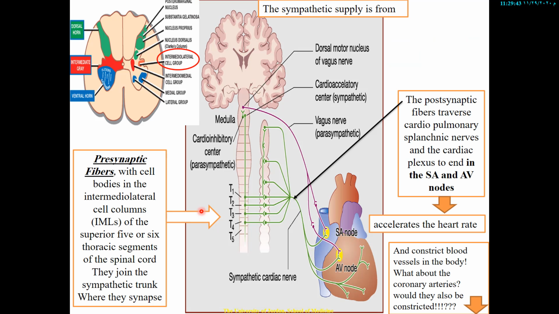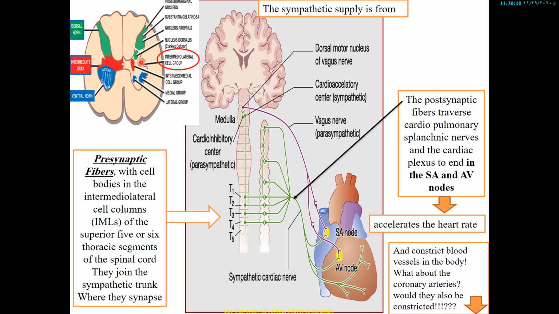Let's go to this slide here. This is a cross-section in the spinal cord. In all spinal cord segments, you would see of course the anterior and posterior horns. This is the ventral horn. This is the posterior or dorsal horn. This is sensory. This is motor.